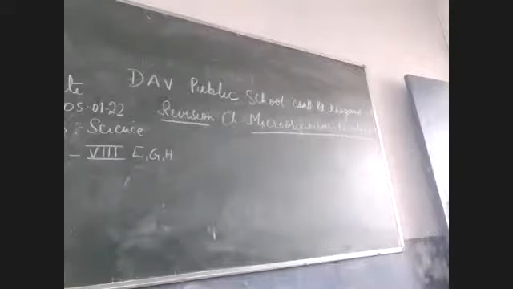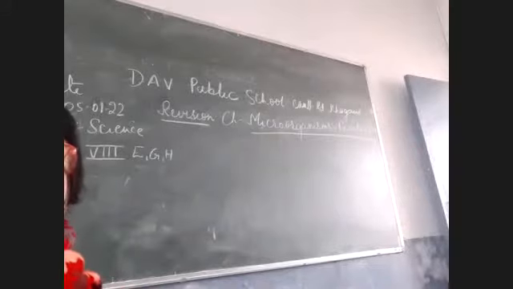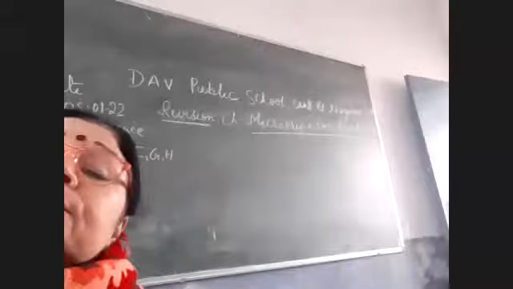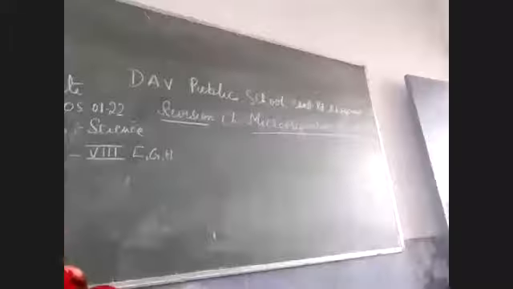Now Priyanshu Kumar Yadav, 8H. Tell me, dengue is caused by which organism? Which causal organism? Dengue is caused by Anopheles mosquito. No, dengue is not caused by Anopheles mosquito. Aedes mosquito. Dengue is caused by Aedes mosquito.